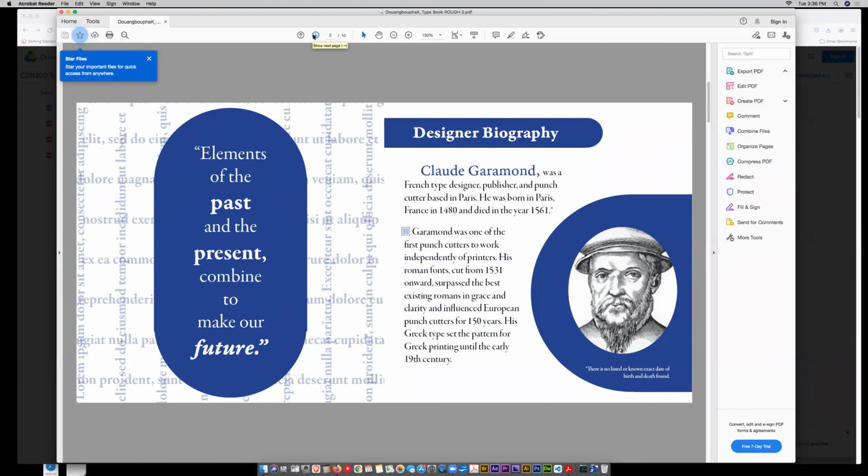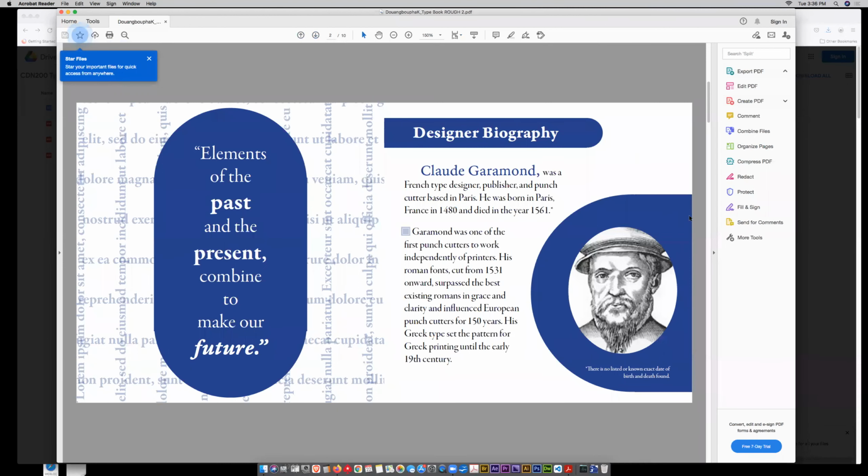So Garamond was one of the first punch cutters to work independently of printers. His Roman fonts, cut from 1531 onwards, surpassed the best existing Romans in grace and clarity, and influenced European punch cutters for 150 years. His Greek typeset the pattern for Greek printing until the early 19th century. Okay, cool.